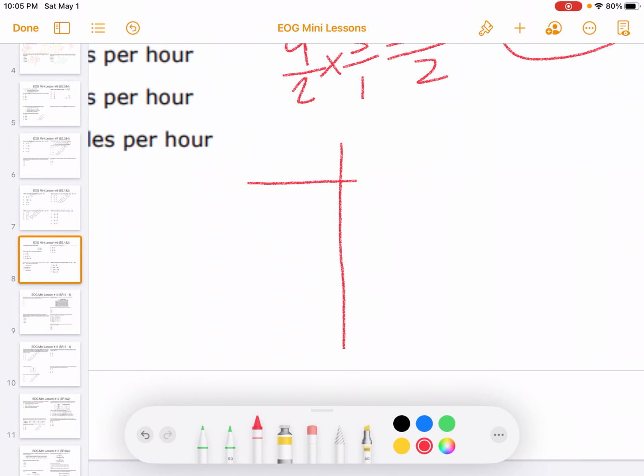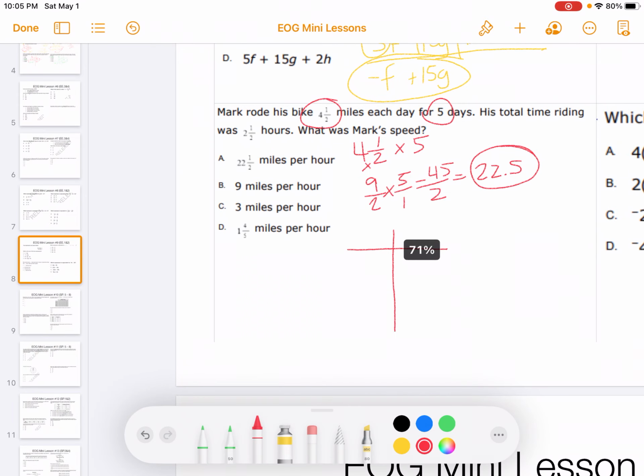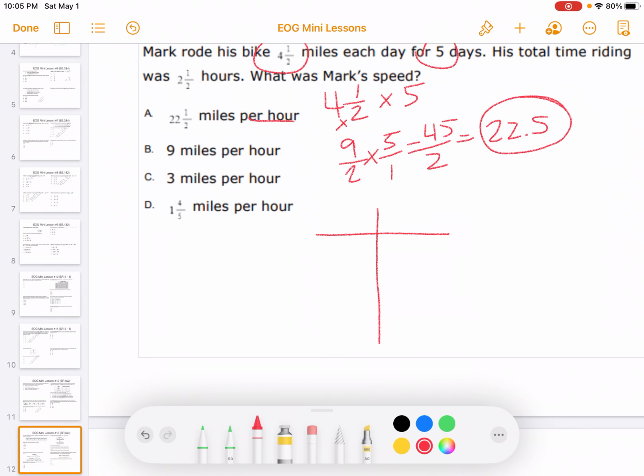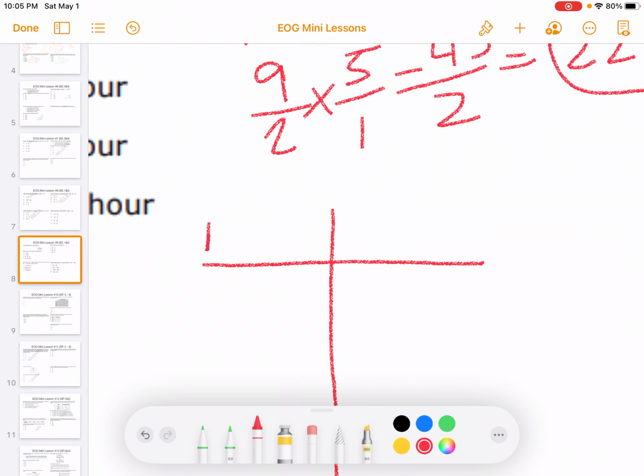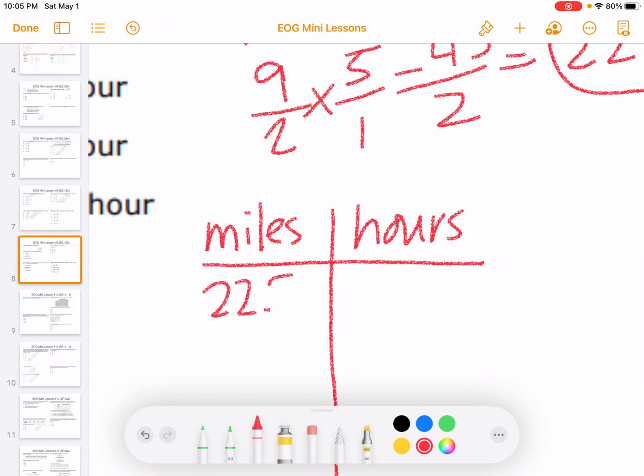So they want to know per hour. So I'm comparing miles and hours. So he did 22.5 miles in 2.5 hours. I want to figure out what 1 hour is going to be. So I divide going up, and I want you to be careful. Use your calculator because I think this is going to be a crazy number.